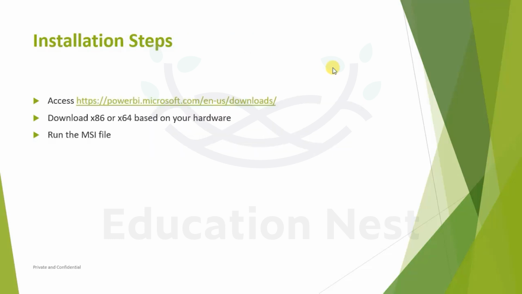So how do we install Power BI? We can install Power BI by accessing the link given above. Then we download the x86 or x64 based file related to our machine, and once the file is downloaded, it is an MSI file. You just need to click it and there you go. So now let's have a practical look at how to install Power BI.